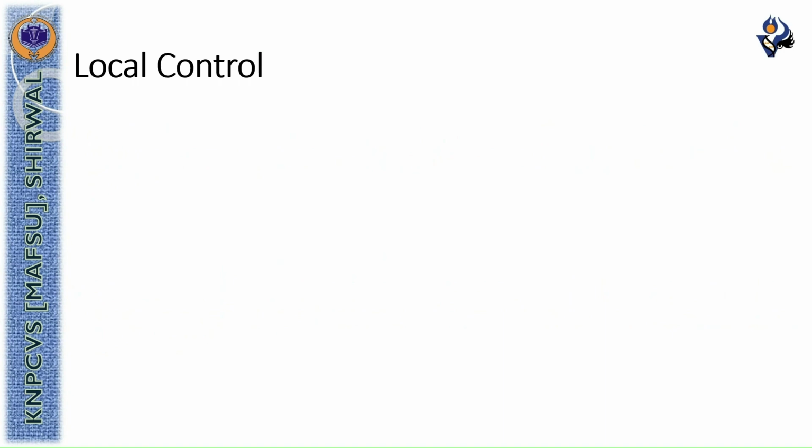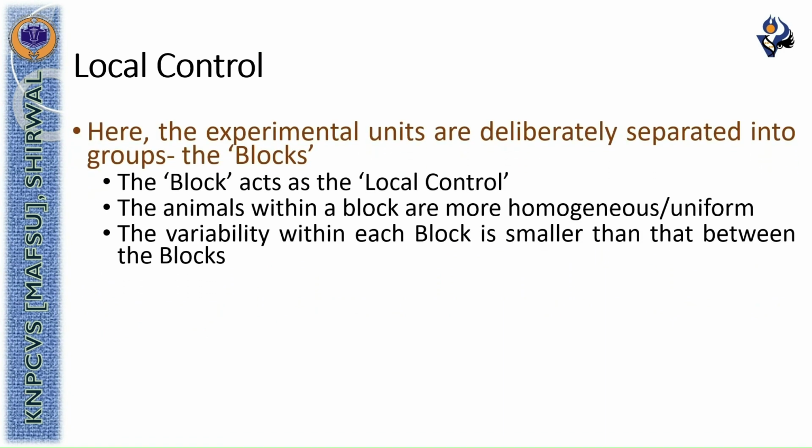The next principle of design of experiment is the local control. Here, the experimental units are deliberately separated into various groups, the blocks. The block acts as a local control. The animals within a block are more homogeneous, they are more uniform. The variability within each block is smaller than that between two different blocks.